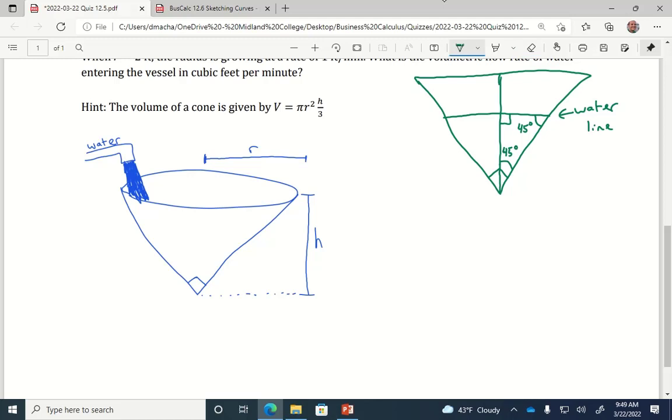And this is going to have length r because it's going from the center of that circle of water to the outside edge of the circle of water, so that's a radius. And if this side and this side have to be the same, then the height has to be equal to the radius. That vertical measurement is going to be the height, but it has to be the same as the radius. And so what we can do is now set V equal to pi r cubed over 3 because the h is actually the same as the radius.